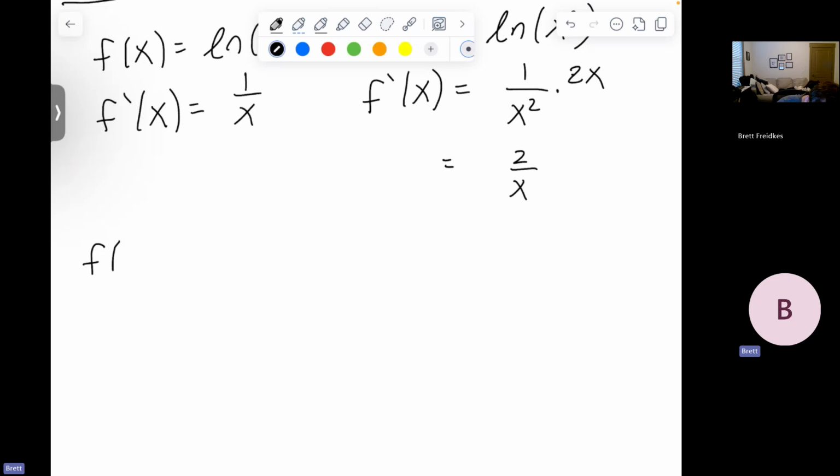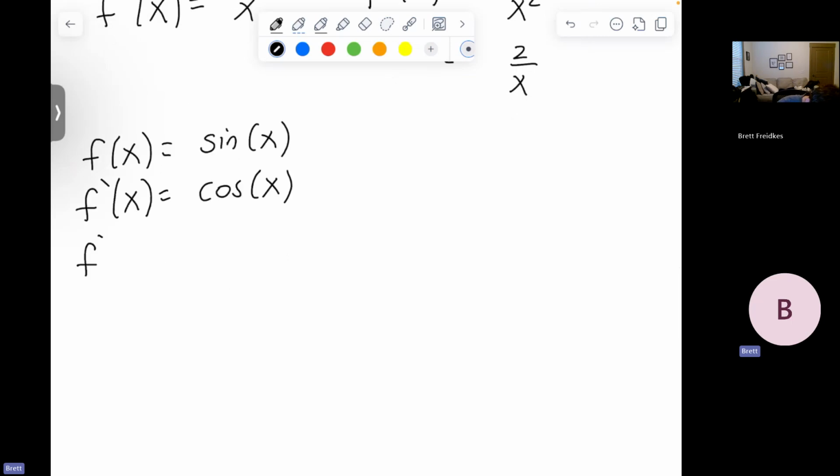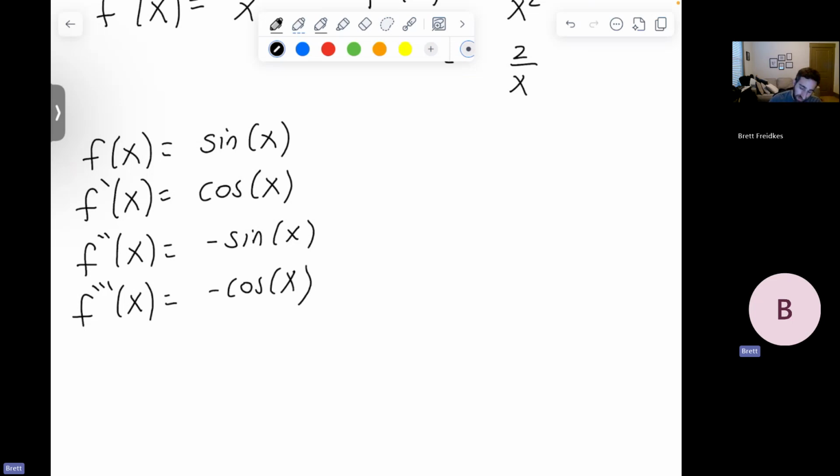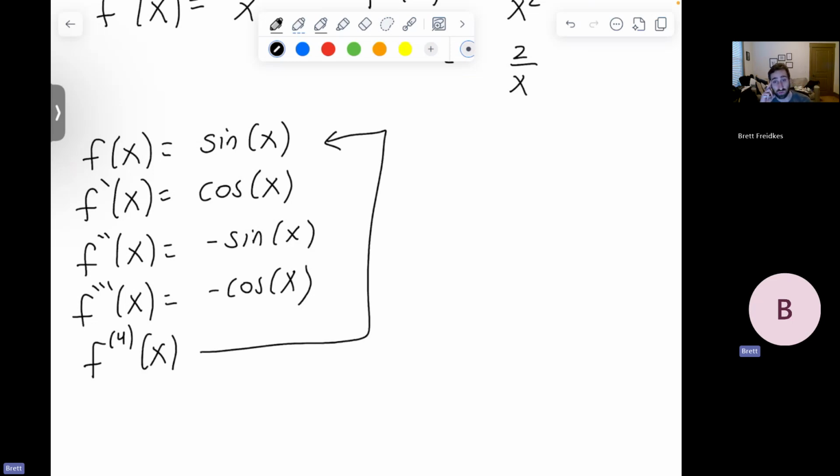We can get more complicated with sines and cosines. The derivative of sine is cosine. If we kept going, let's say I take the second derivative, that will give us negative sine of x. Go again. Negative cosine of x. And then if I do the fourth derivative, that'll just start the sequence over again.